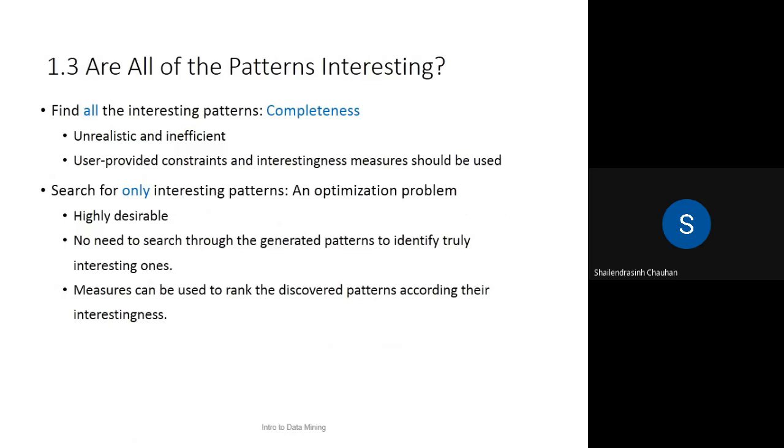Then what should you call the scenario where you are saying that all the patterns are interesting? This is the completeness problem. And what is the optimization problem? That you only explore or search for interesting patterns. So two scenarios are there. First, completeness, where you are saying that all the patterns are useful. That is not possible, or not considered in real life. And the optimization problem, where you only focus on or search for those patterns which are useful for you.